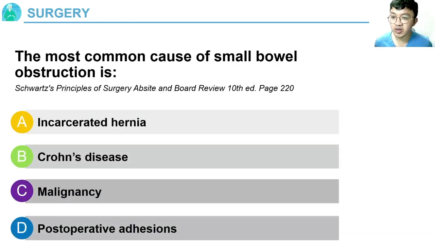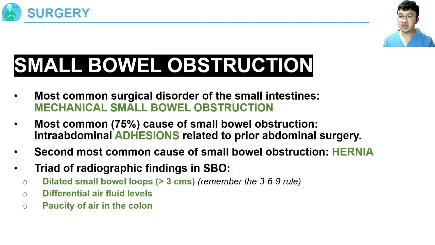Next, the most common cause of small bowel obstruction: A. Incarcerated hernia, B. Crohn's disease, C. Malignancy, or D. Post-operative adhesions. Again, the most common cause of small bowel obstruction is your adhesions or post-operative adhesions. So your small bowel obstruction is the most common surgical disorder of the small intestines. Again, your mechanical SBO is the most common surgical disorder of the small intestines.